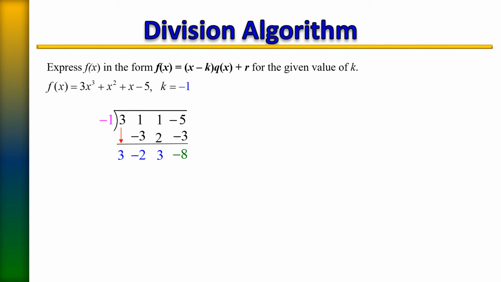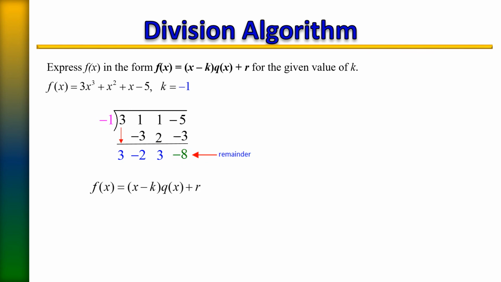Now we want to put it in division algorithm form. Recall that synthetic division only gives you the coefficients. We have to put our variables in, and it always begins 1 degree less than the original polynomial. This polynomial begins with x cubed, so if we go 1 degree less, we start with x squared. So 3x squared minus 2x plus 3, and we have a remainder of -8.